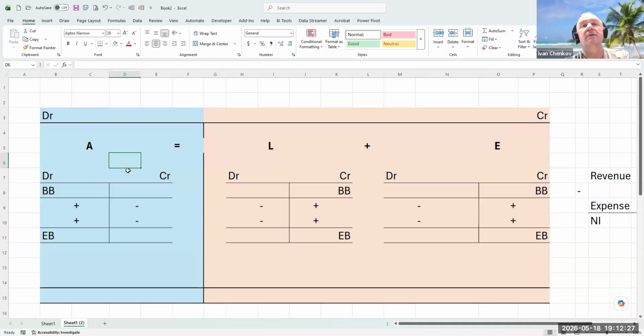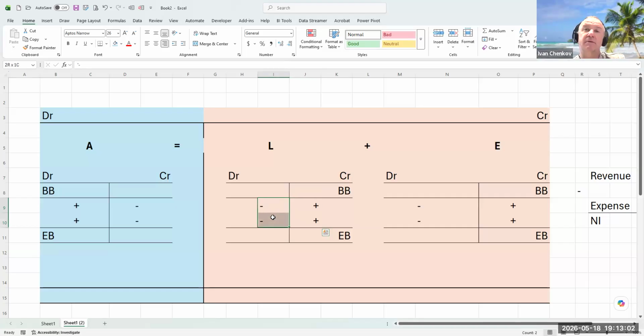Now let's start practicing a little bit with debit and credit and pluses and minuses. So now again, asset, if you want to increase the asset, you have to put it on the debit side. If you want to decrease the asset, you have to put it on the credit side. Now, for the liability and equity, since the normal balance is credit, if you want to increase the liability, you have to put it on the credit side.